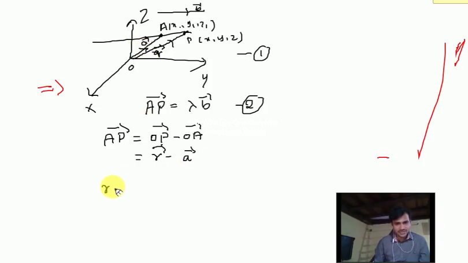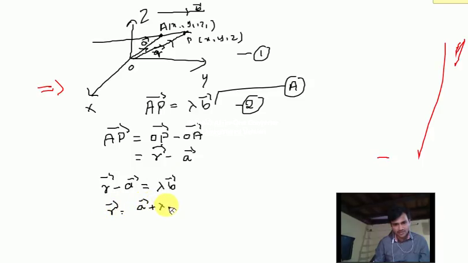Now I will substitute this. Suppose this is equation A, I will substitute this value in equation A. Then R minus A is equal to lambda B. Our intention is to find the value for R. Therefore R is equal to A plus lambda B. A very easy derivation. All the derivations in 3-dimensional geometry are very easy, just like this.